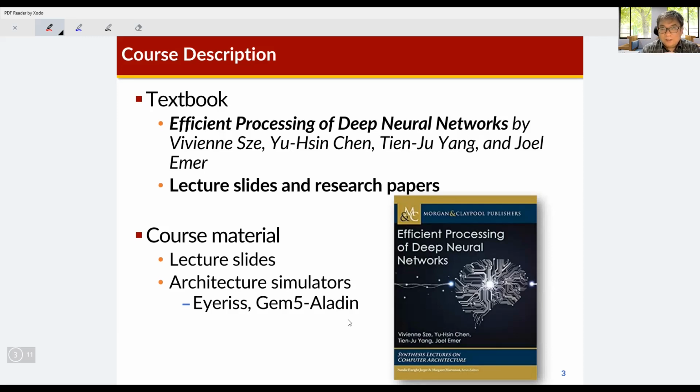Actually, Eyeriss is a very famous neural network architecture simulator, and it was developed by Vivienne Sze. So I may use this architecture simulator or some other architecture simulator such as gem5-Aladdin, but gem5-Aladdin may be somewhat complex, so it's not fixed yet. It's just a plan.